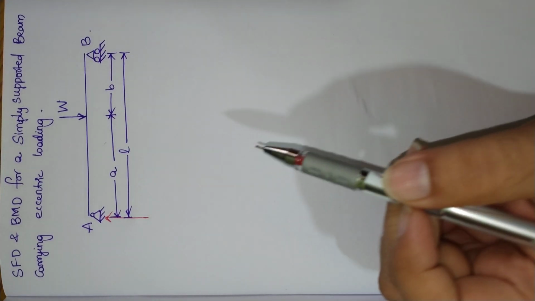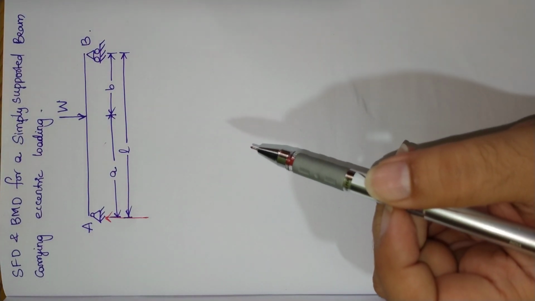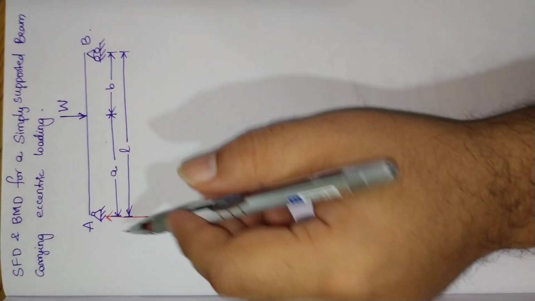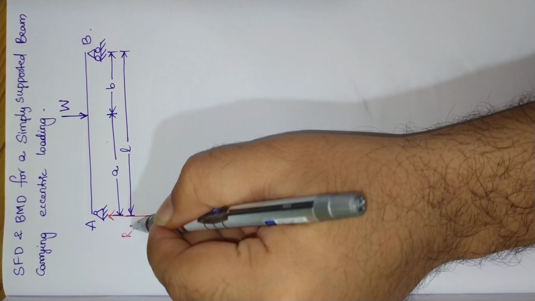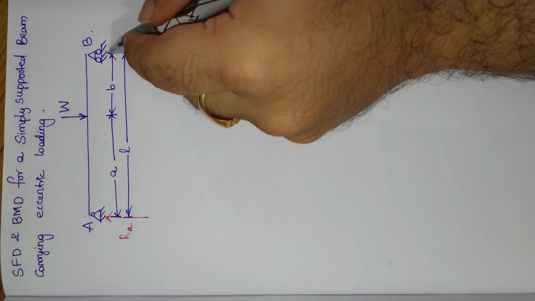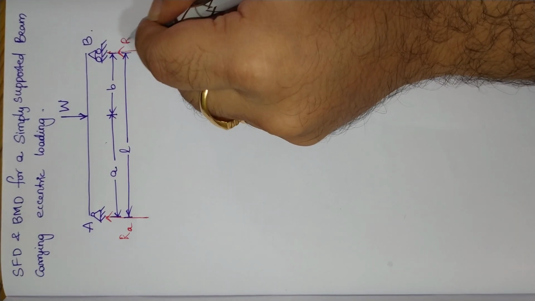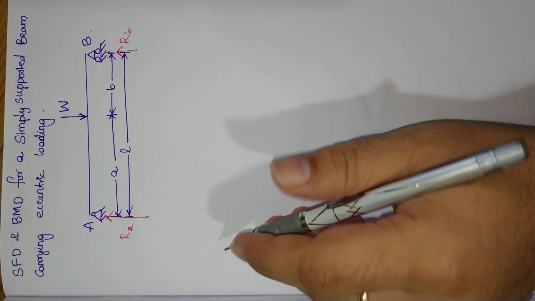Now the first step is we have to calculate the support reactions. For this, I will consider a reaction RA at point A, and let us consider one more reaction, reaction RB at point B.